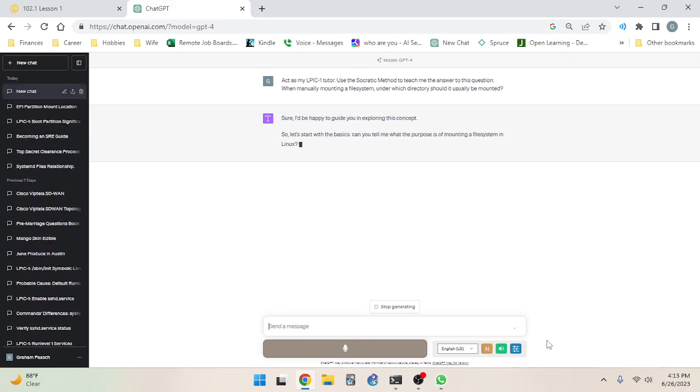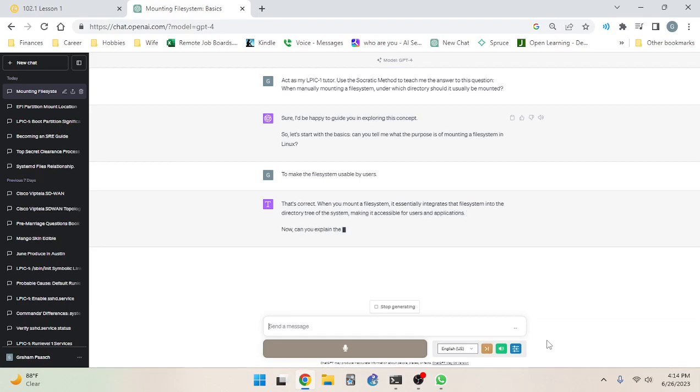Sure, I'd be happy to guide you in exploring this concept. So, let's start with the basics. Can you tell me what the purpose is of mounting a file system in Linux? Of mounting a file system in Linux? It's to make the file system usable by users.